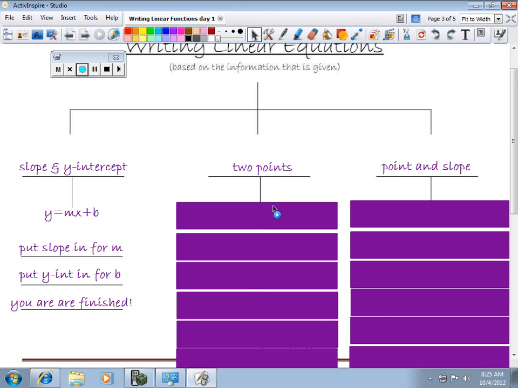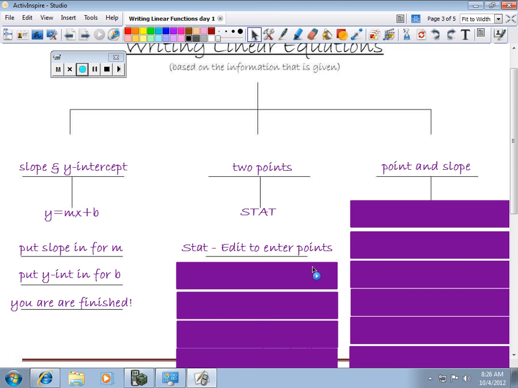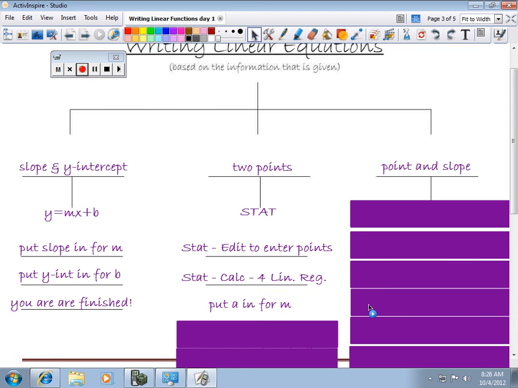Looking ahead to Thursday's assignment, we're going to talk about when you're given 2 points and point and slope. So I'm going to go ahead and give you the information for your tree map. If you're given 2 points, you're going to go to stat on your calculator. You're going to take stat edit, enter your points. Then you go to stat calc 4 for linear regression. You put the value you get for a into your y equal mx plus b where the m is. You put the b value in for b, and you're finished.